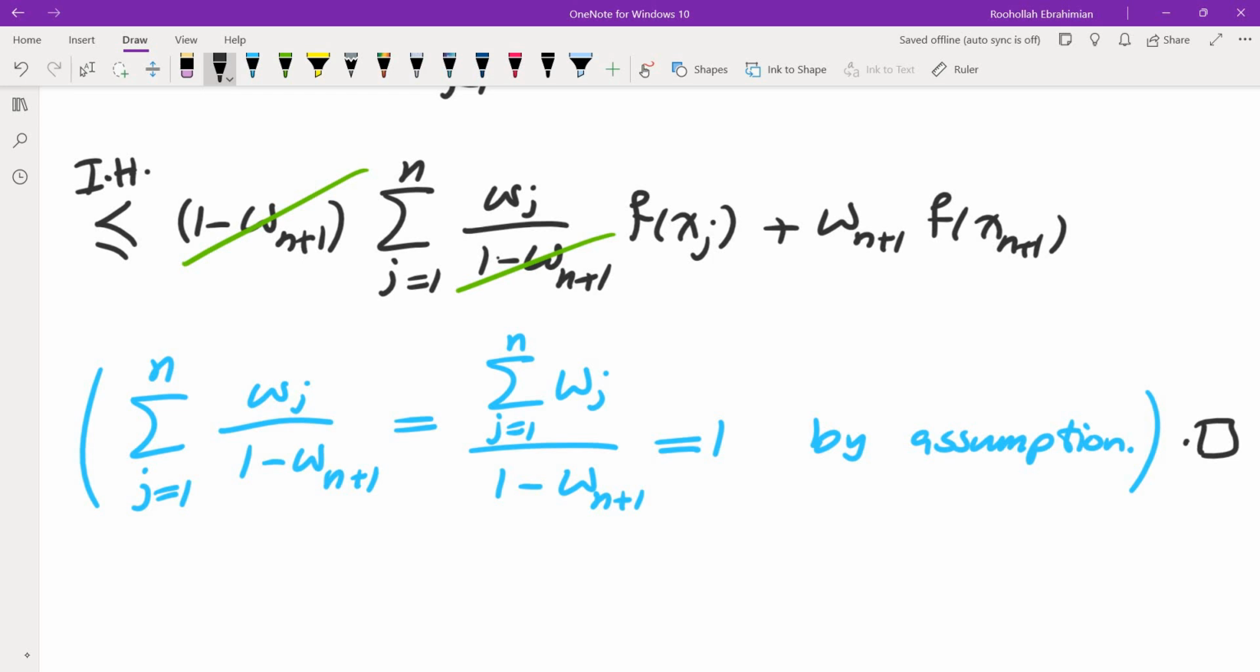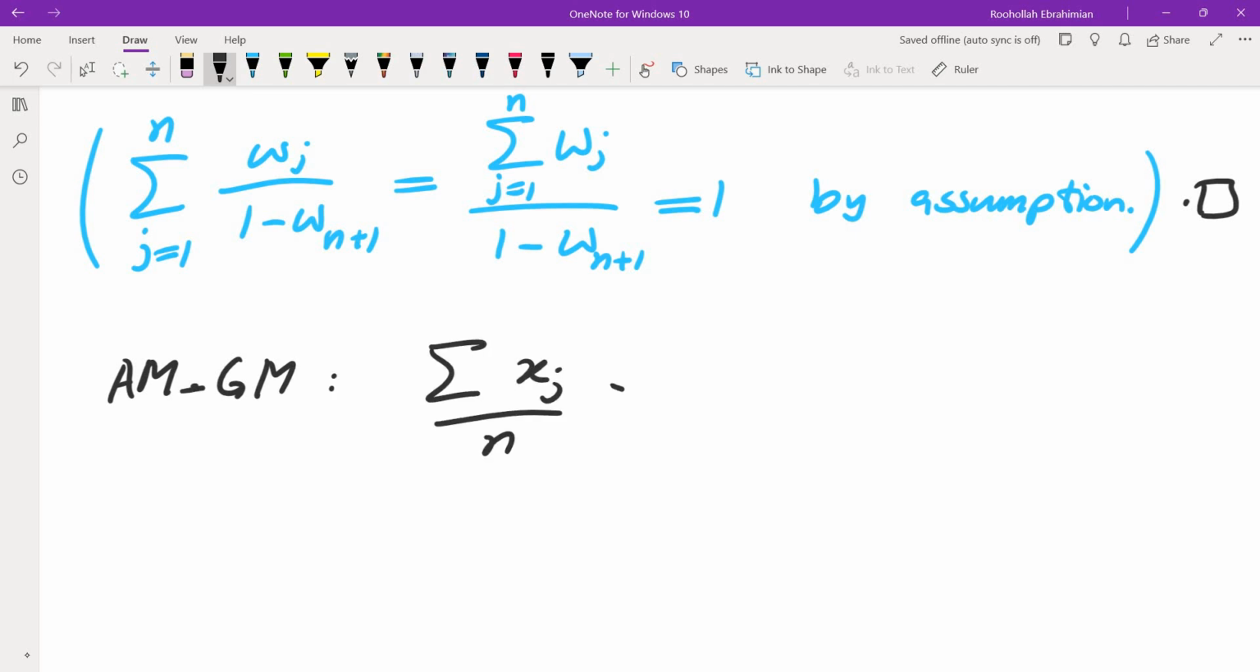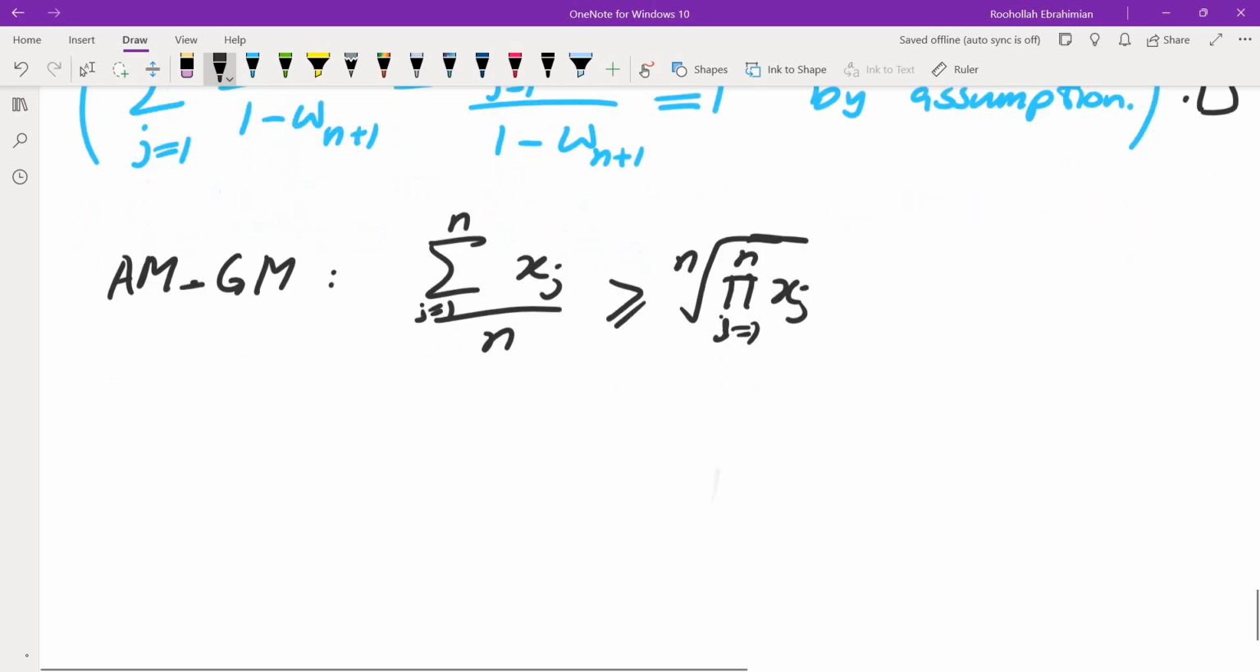Now let's look at some applications of Jensen's inequality and see how we can use it to prove some of the famous inequalities that you might have heard of. The first thing is, how do we use it to prove the arithmetic mean, geometric mean inequality? The AM-GM inequality tells us that the sum of xj over n is greater than or equal to the nth root of the product of xj, j equals 1 to n. We're going to see if we can prove this one.